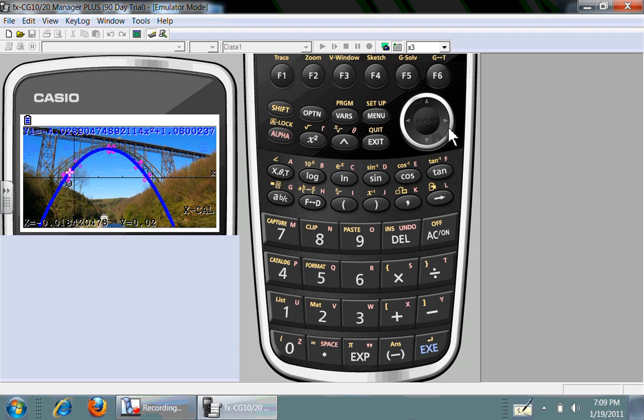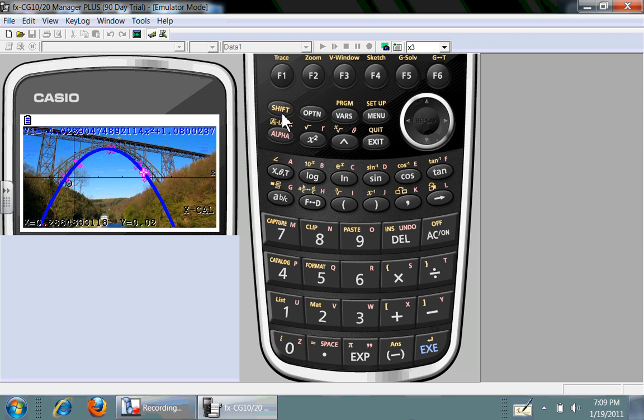Notice there's one, but I know there's more than one place where that happens. So I'll just toggle over with the right arrow and I find both of them. So I can toggle back and forth between those points and just jump around from place to place.